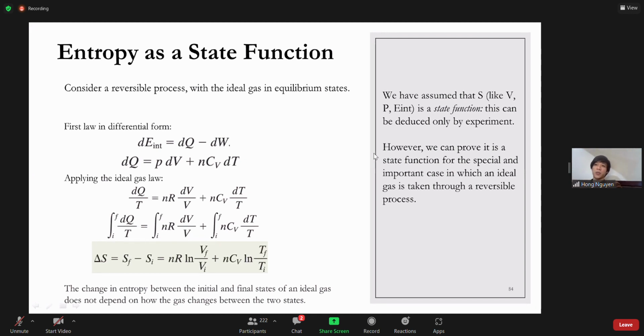So this is what we see. The change in entropy between the initial and final state depends only on the final state and initial state. It does not depend on how the gas changes between the two states. So do you see? Here we just need the initial volume, the initial temperature, and the final volume, the final temperature. Then we should be able to calculate the change in entropy. That's why we say that it depends only on the initial and final states, just like the change in internal energy. Is it okay?